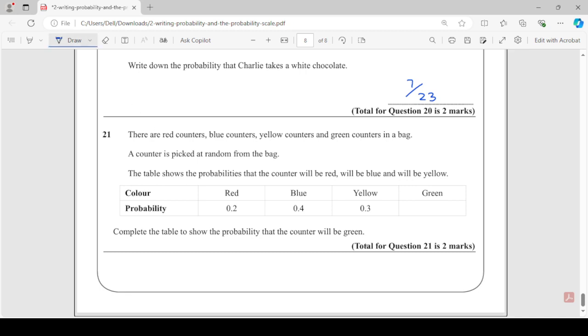Now we know that probabilities always add up to 1. So 0.2 plus 0.4 plus 0.3: 4 plus 2 is 6, 6 plus 3 is 9, that's 0.9. 1 take away 0.9 is 0.1. So the probability of getting a green counter is 0.1.